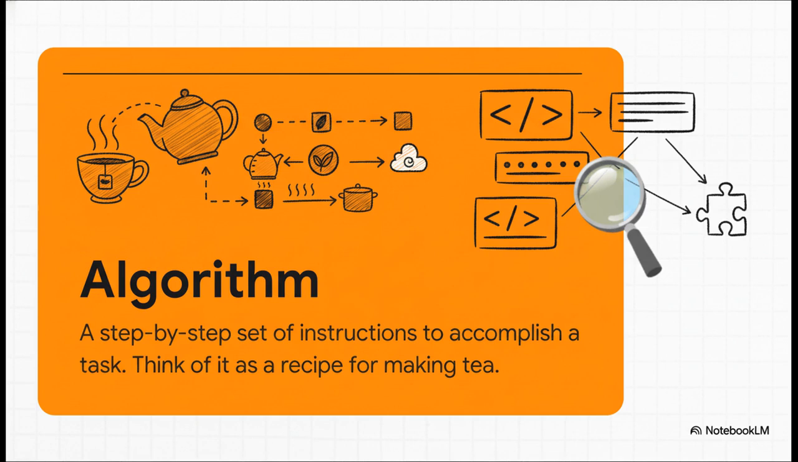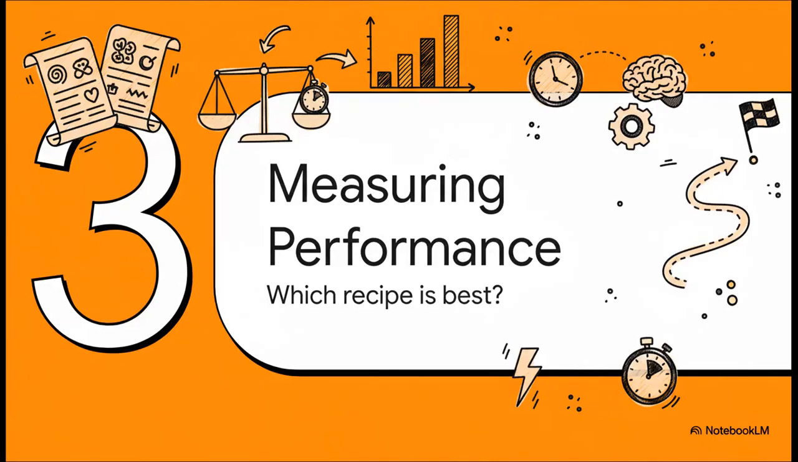Two people can have different recipes for tea. Maybe one person heats the water first, another adds the milk at a different time, but in the end, they both get a cup of tea. It's the same in programming. Different algorithms can solve the exact same problem. So this brings us to the most important question of all. If you have two different recipes, two algorithms, and they both work, how can you definitively say which one is better? This is where we learn to measure performance like a pro.